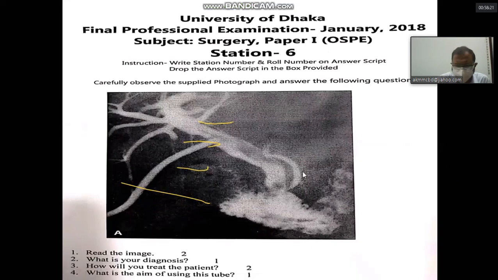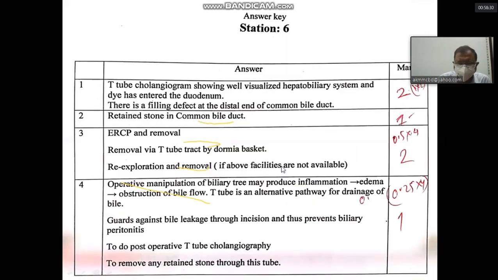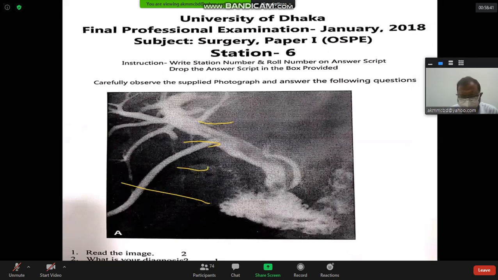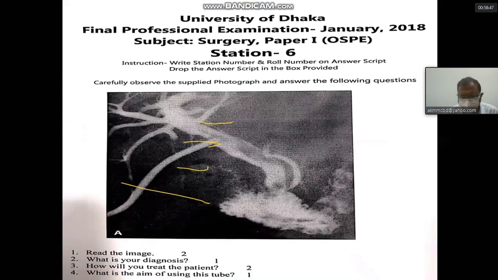Where is the stone? Here is the stone, okay? There is a retained stone in the common bile duct. Okay. What will be your treatment plan for this patient? If the patient underwent operation and a T-tube is placed, and by doing T-tube cholangiogram you have shown there is a retained stone in the distal part of common bile duct. Now, how will you treat this patient? ERCP.